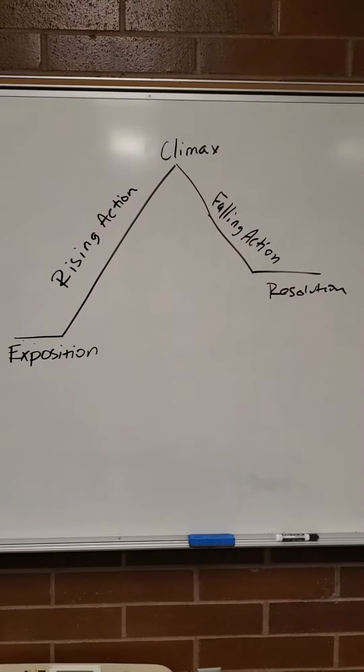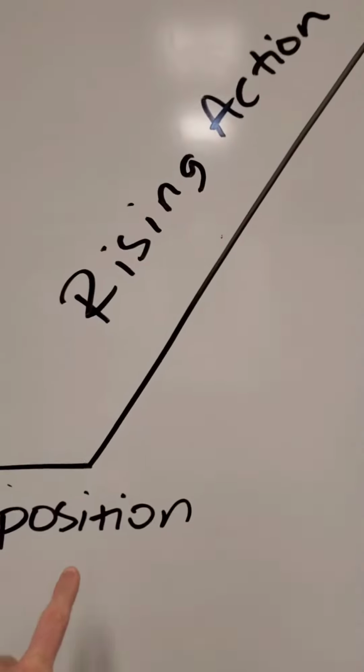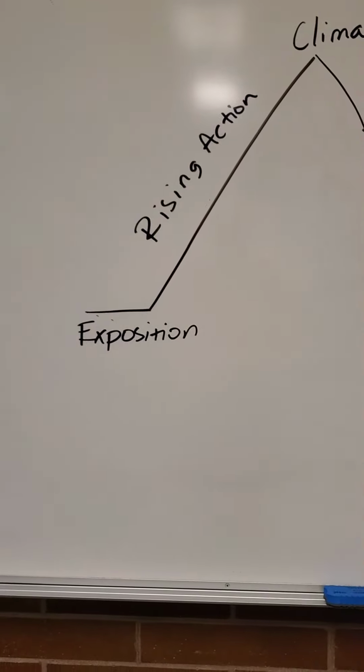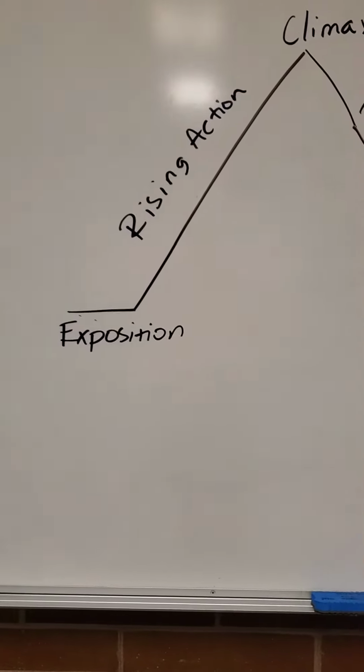So this is a plot diagram. The very beginning of your plot mountain, you have your exposition. This is the beginning of your story, where you're setting when and where your story takes place, and your characters are introduced, as well as some sort of conflict. What does your character want? What stands in their way?